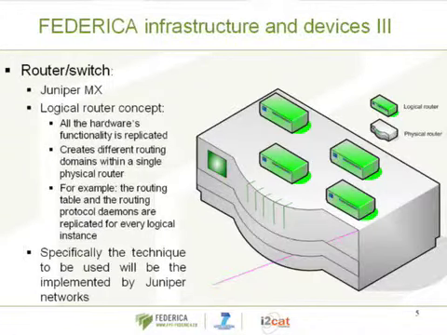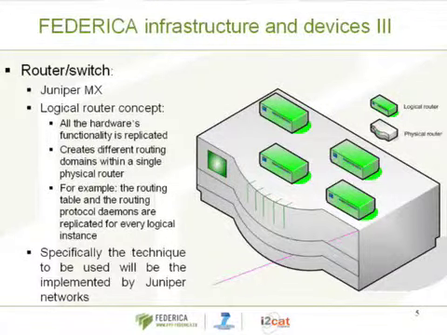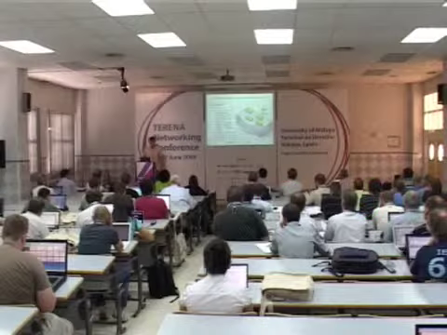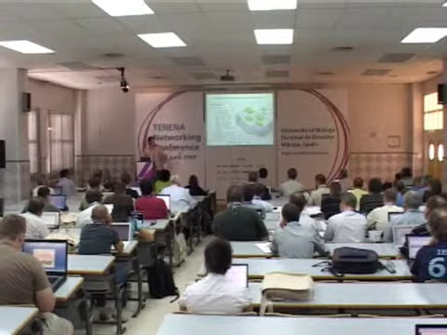Next, the routers. Well, we call them router switches because they can behave as a switch and as a router. We are going to use Juniper MX boxes. And to virtualize the routers, we are going to use the logical router concept. This concept replicates all the functionalities that the hardware offers in every logical instance. That means that we can create independent logical domains. For example, if we create a logical router, we will have one routing table for this logical instance, and all the routing domains will be replicated also. Specifically, the technique we will use is developed by Juniper Networks.